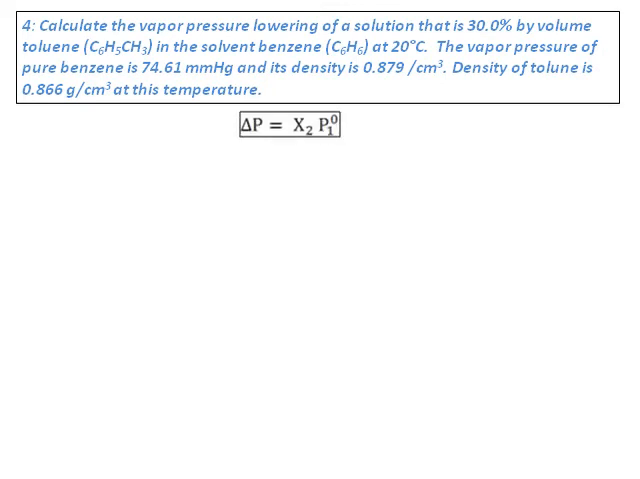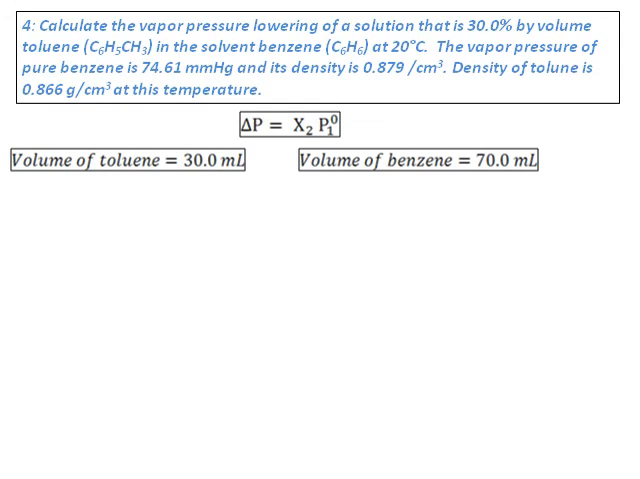So we will use the formula delta P is equal to X2 P10. Since they have asked you to calculate delta P and P10 is also given, we need to get the mole fraction X2. In order to get the mole fraction X2, we need to get the moles of benzene and moles of toluene. It's given that the solution is 30% by volume. That means the volume of toluene is 30 and the volume of benzene will be 70.